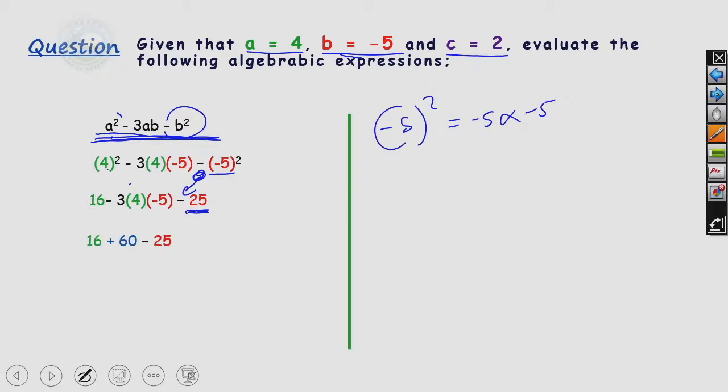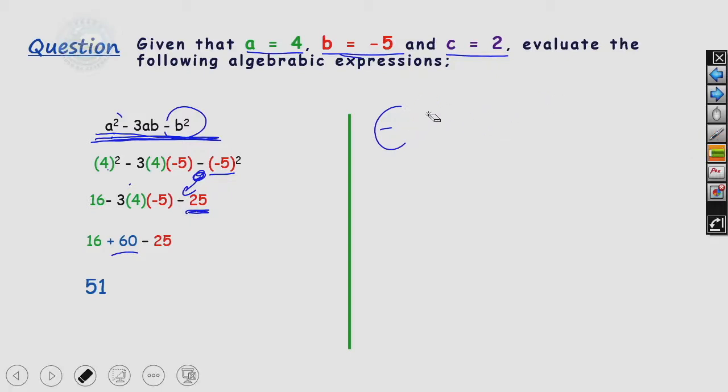We then go on to do our multiplication. What is negative 3 times positive 4 times negative 5? It's going to be positive 60. So it gives us here 16 plus 60 minus 25, which gives us 51.